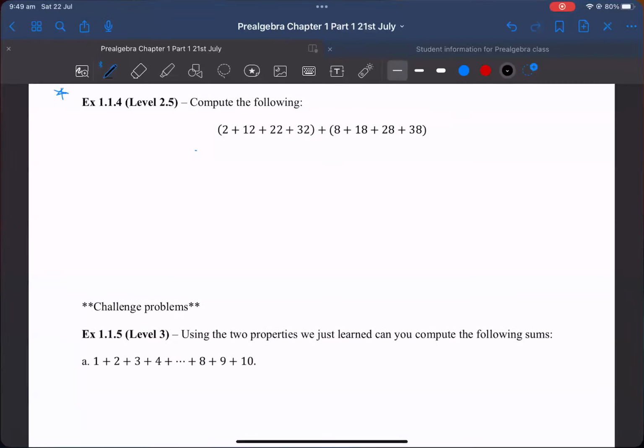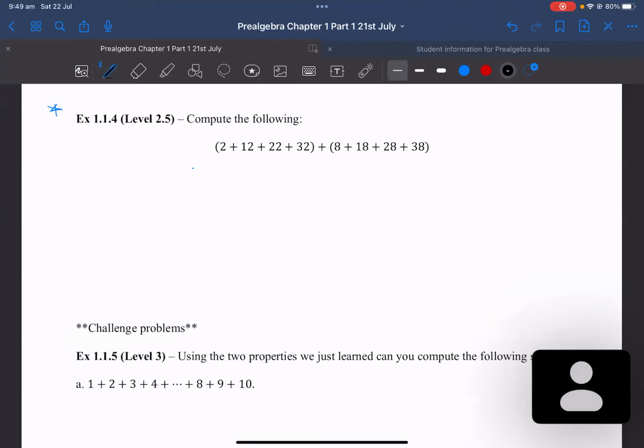You did 120. And how did you get that, Sarah? I added 2 plus 12 plus 22 plus 32. Okay. Then I did 8 plus 18 plus 28 plus 38. Okay. And you just added them together in the end? So how I did it was I did it vertically. So I started with the 2s, then the 3, 2, 1.